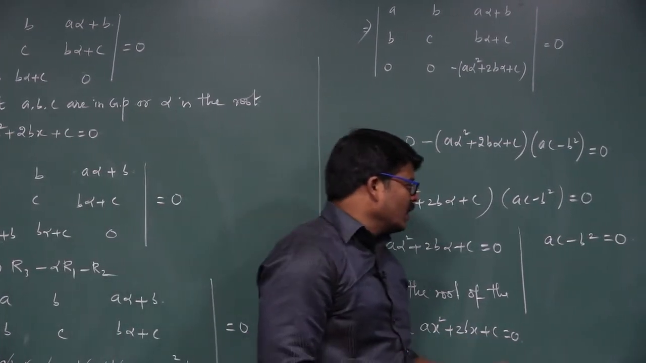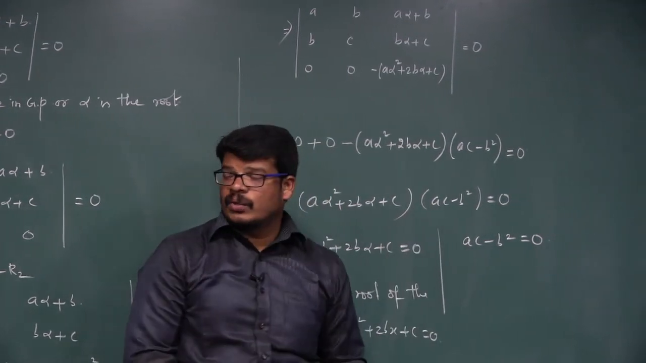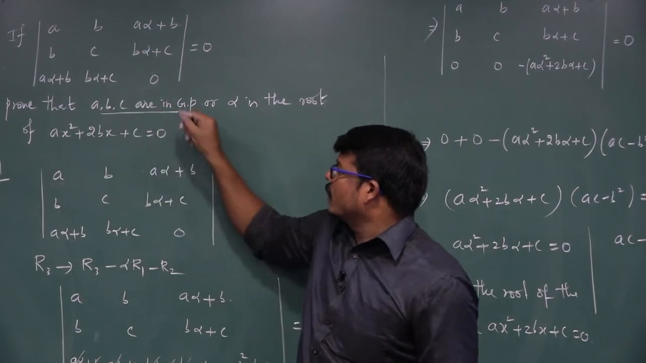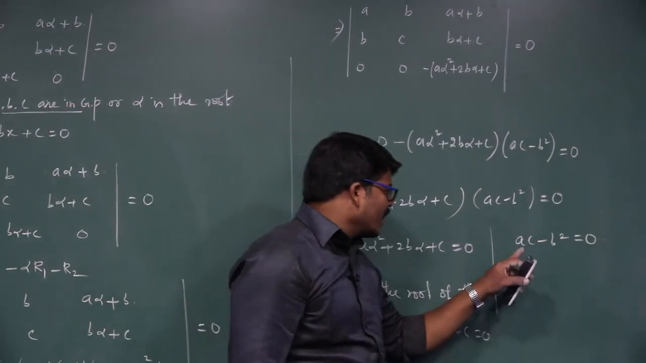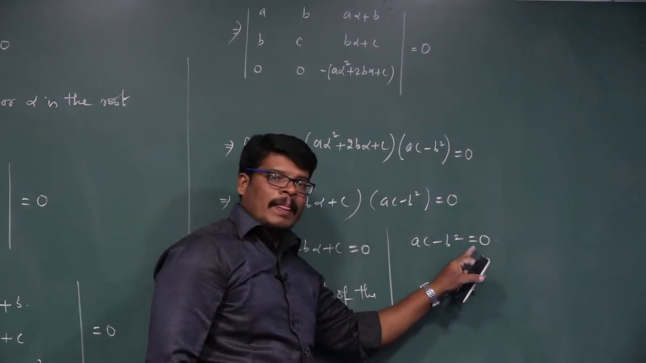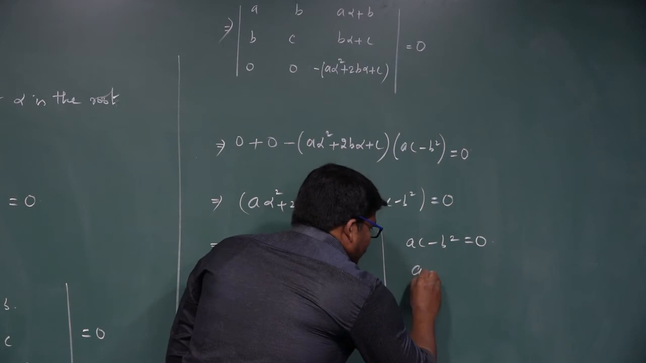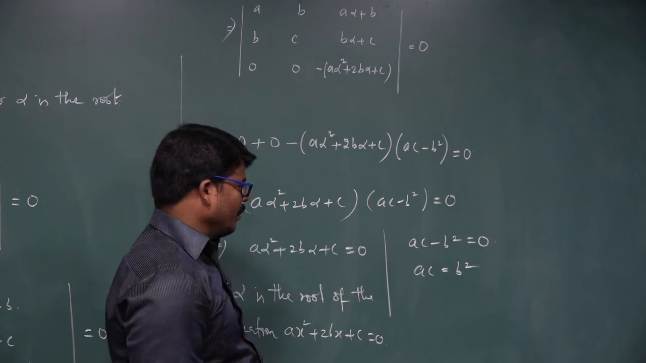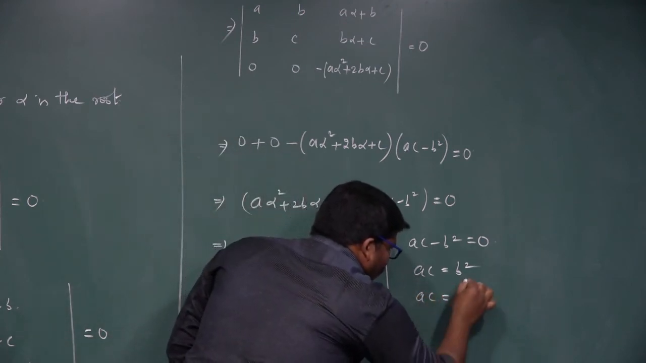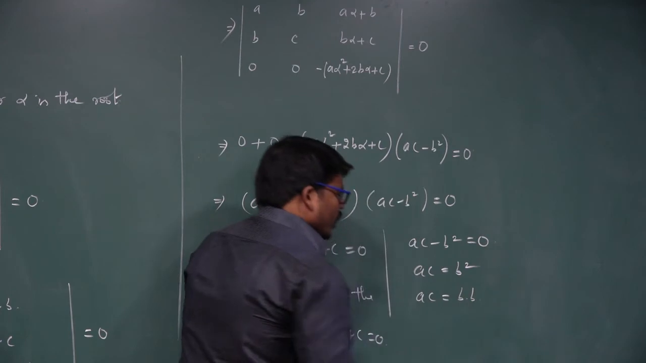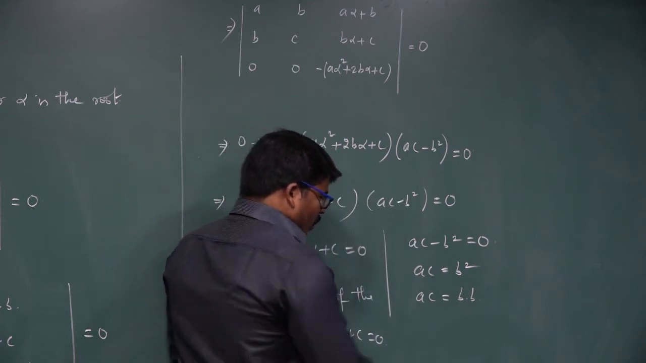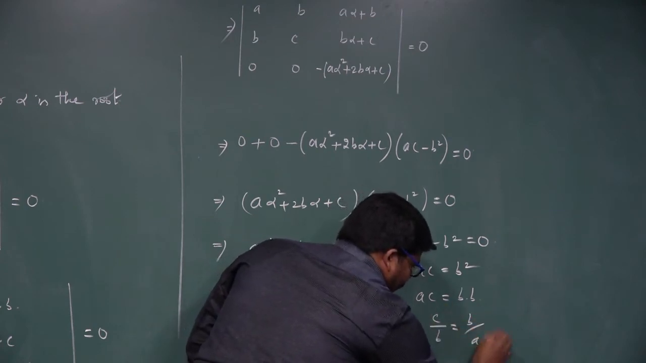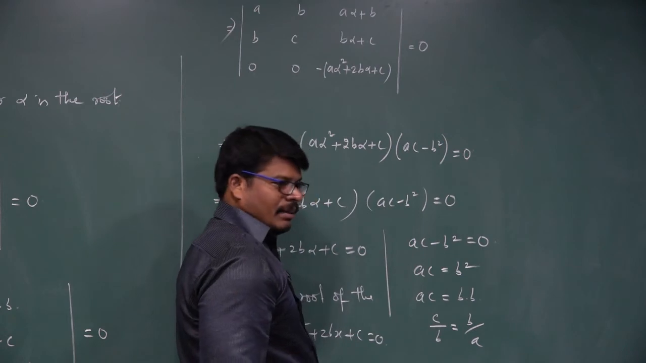And the second one: we have to prove that A, B, C are in GP. Given the condition AC minus B square equal to 0, that is AC equal to B square, which is B into B. Now divide: C by B equal to B by A.